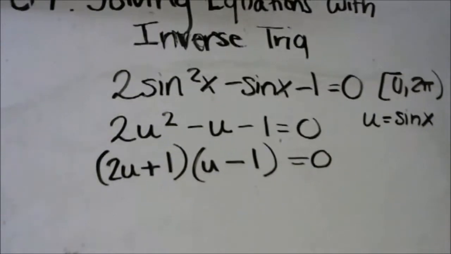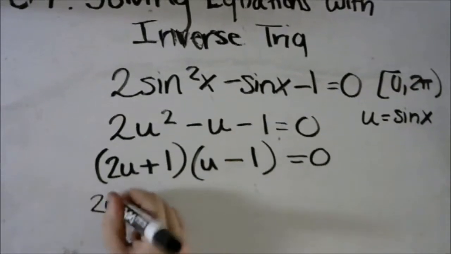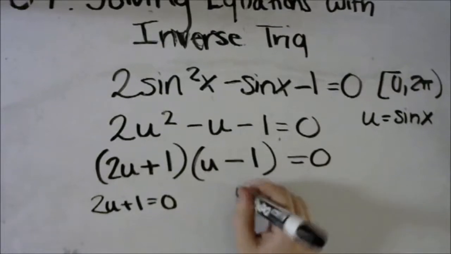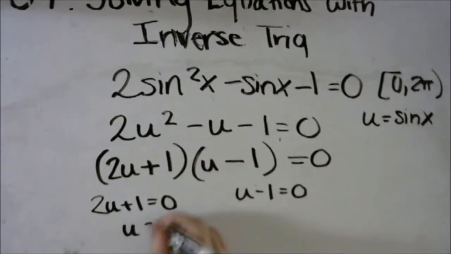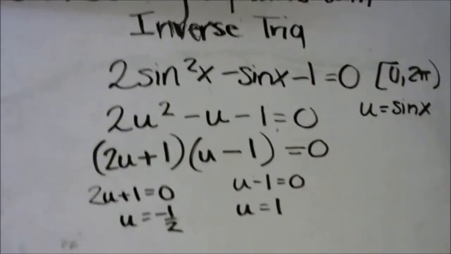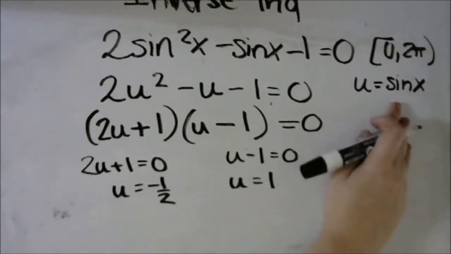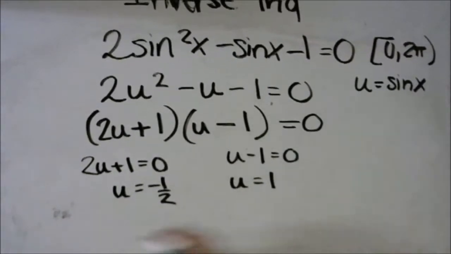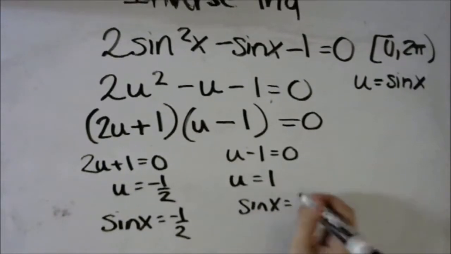Now, once we've factored a quadratic, this strategy works because of the zero product property. If I have the product of two terms equal to 0, that means either the first term is equal to 0 or the second term is equal to 0. So I'll solve both. That means that u is equal to -1/2 or u is equal to 1. Well, don't leave your answers like this because we substituted to get u in our equation. If you remember from the beginning, u is equal to sine x. Sine x equals -1/2. Sine x equals 1.